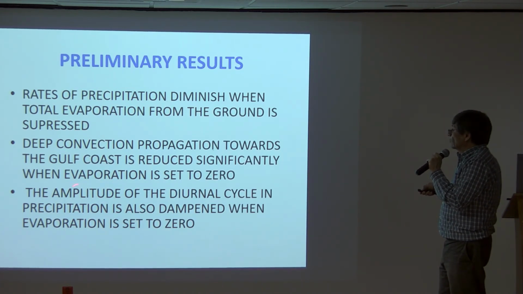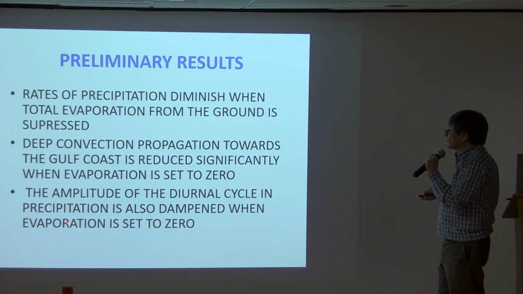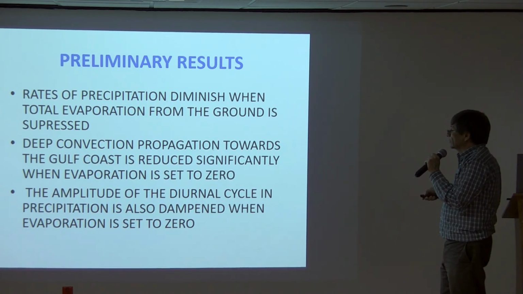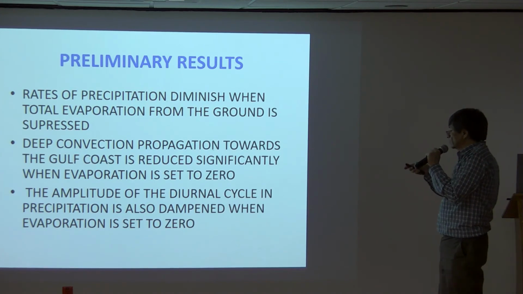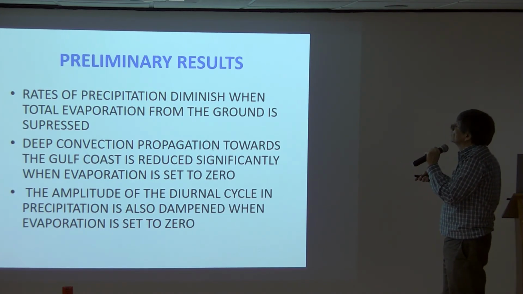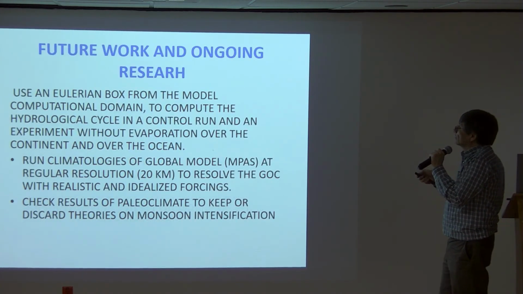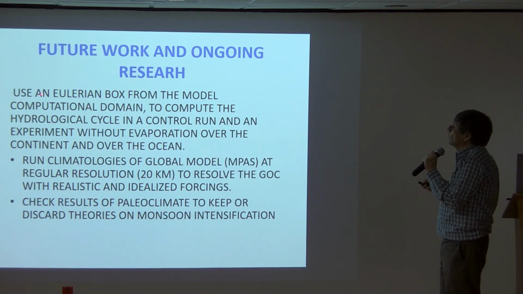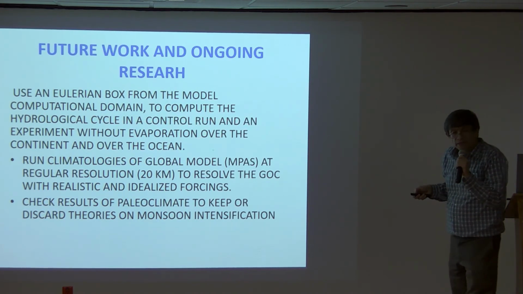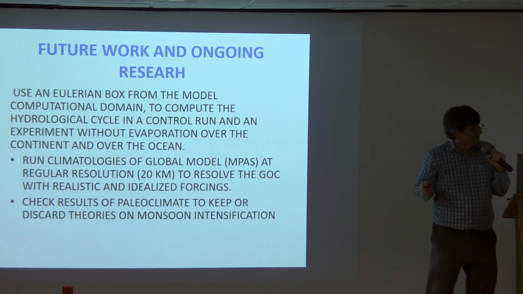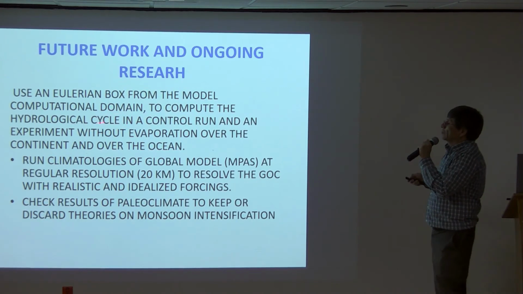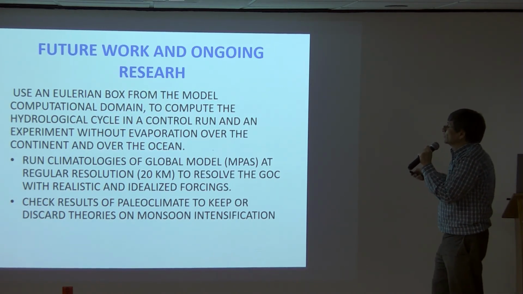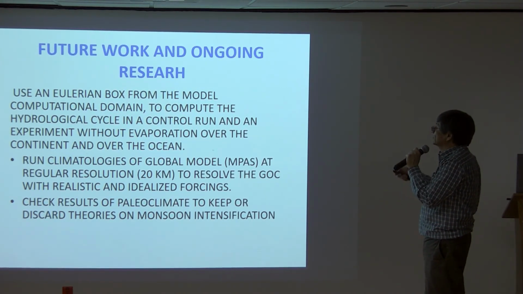What we really saw is that the amplitude of the diurnal cycle in the precipitation is also damped when evaporation is set to 0. I didn't show you all the evidence. In any case, as future ongoing research, we use the model as an Eulerian box, and then compute the hydrological cycle, that is E minus P. E minus P is evaporation minus precipitation. I'm going to show you a little bit later how that works.